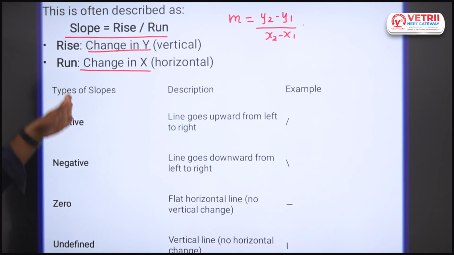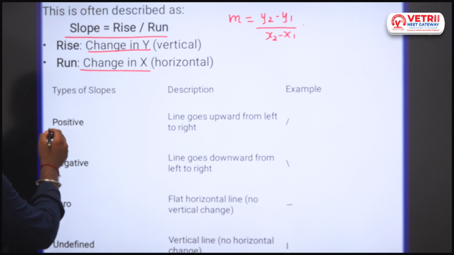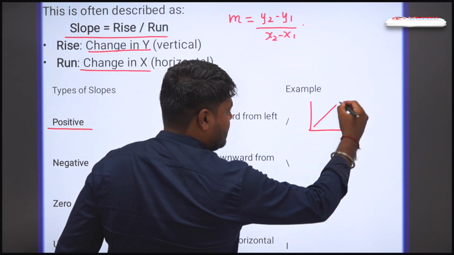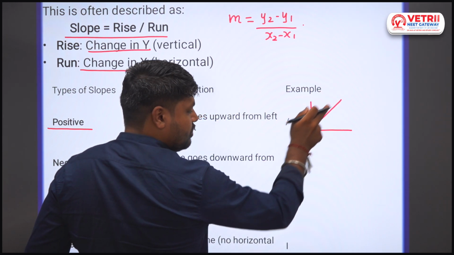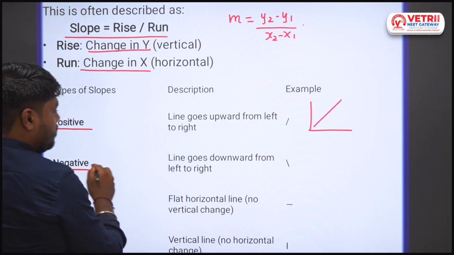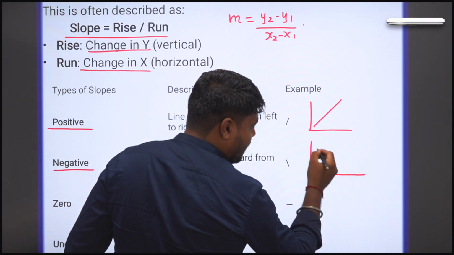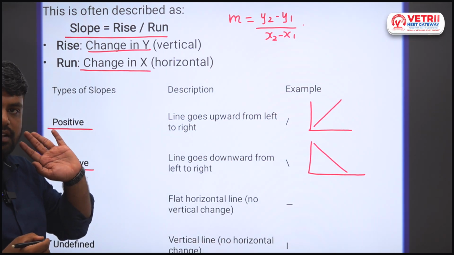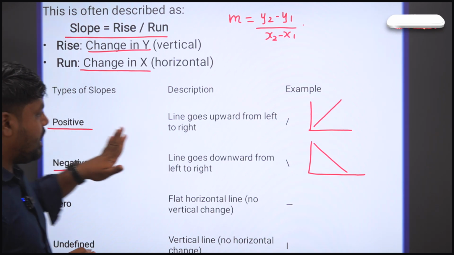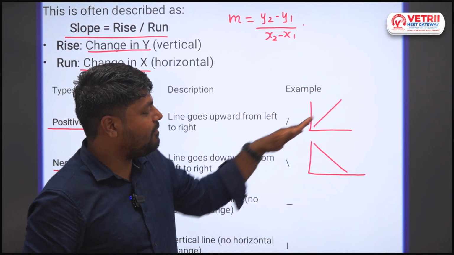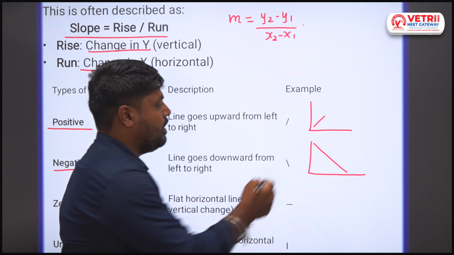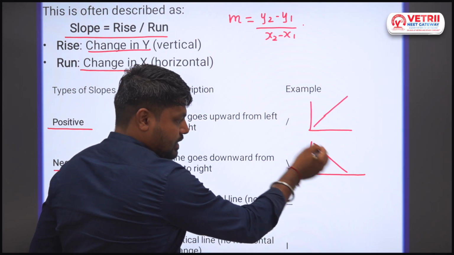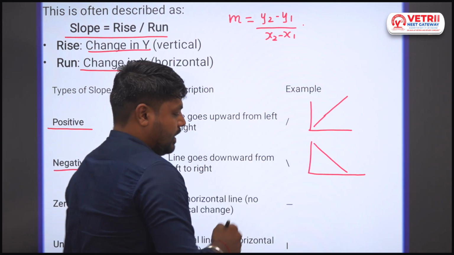What are the types of slope? There is a positive slope. In the graph, if you get a line like this, it is positive. A negative slope means if you get a graph like this, it is the negative slope. You should remember this. If the graph goes in this manner, it is a positive slope; if it is in the opposite manner, it is a negative slope.